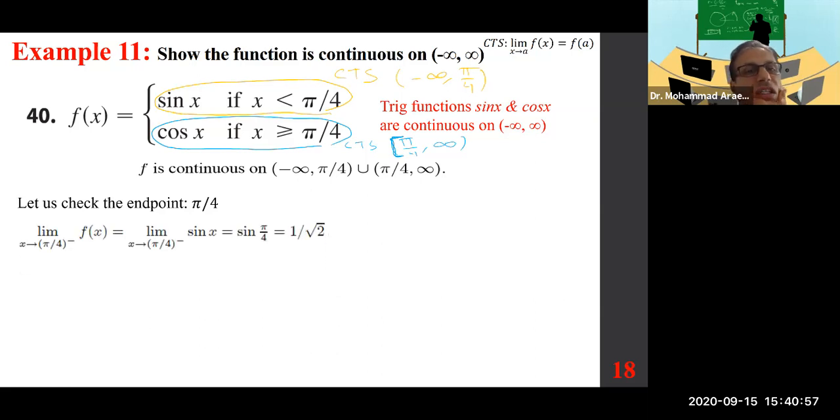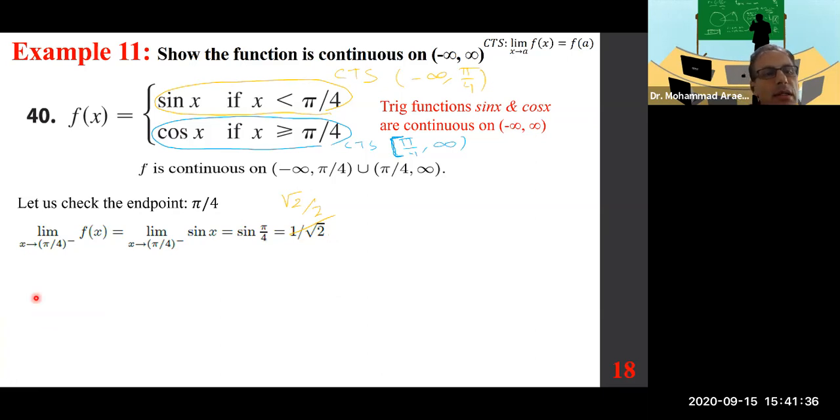Okay. If you take the limit of the function as x approaches pi over 4 from the left, you have to go with the top piece. So you put the top piece. And everybody knows this is square root of 2 over 2 or 1 over square root of 2. By the way, let me just write this. Normally we use square root of 2 over 2, class, okay? Everybody knows that. Either way is fine. All right, now the second part.